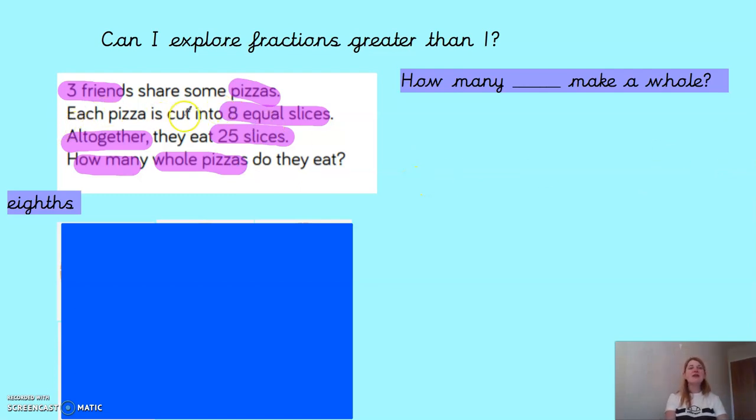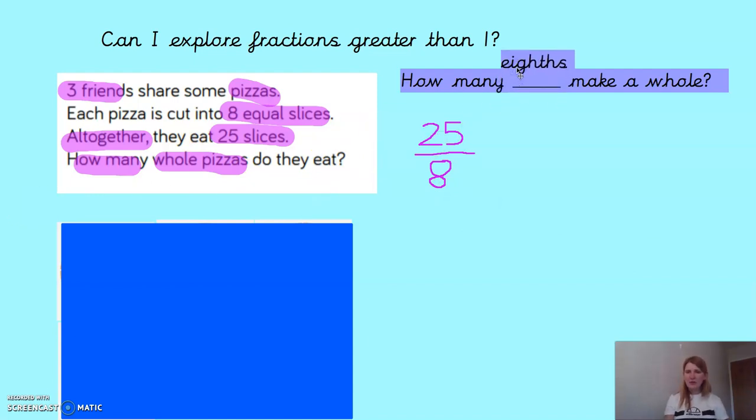Now, the fact that each pizza is cut into 8 equal slices gives us our denominator, because that is literally what a denominator is, what parts it's cut into. And then the fact that they ate 25 slices gives us our numerator. That's how many parts they have, okay? So the question is, well, how many eighths make a whole? We're dealing with eighths here. So how many eighths make a whole here? How can we use that question to help us?